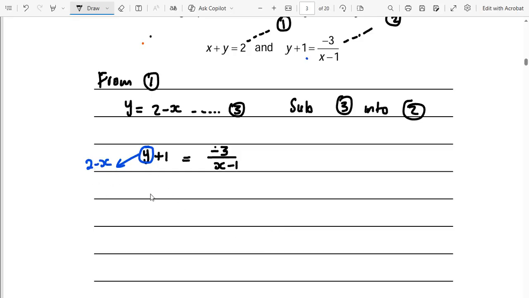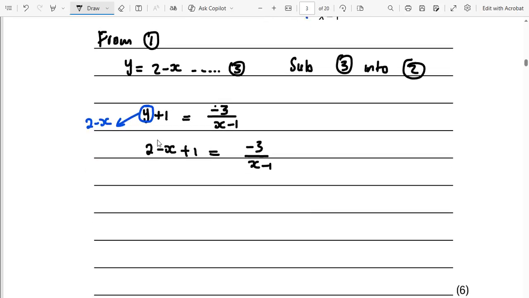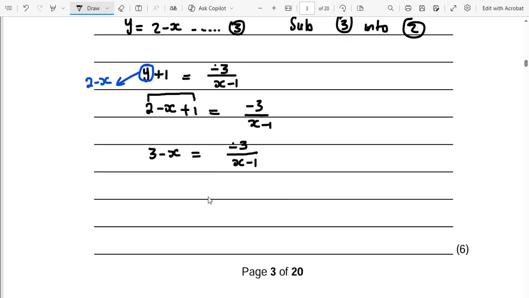Okay, so this will be 2 minus x, where there's y, then we add 1. This is equal to minus 3 over x minus 1. Before I remove the fraction, let me add the like terms: 2 plus 1, which is 3. So I'll have 3 minus x, equal to minus 3 over x minus 1. So we need to get rid of the fraction. We're going to multiply both sides by x minus 1. So this will be x minus 1 into 3 minus x, equal to minus 3.